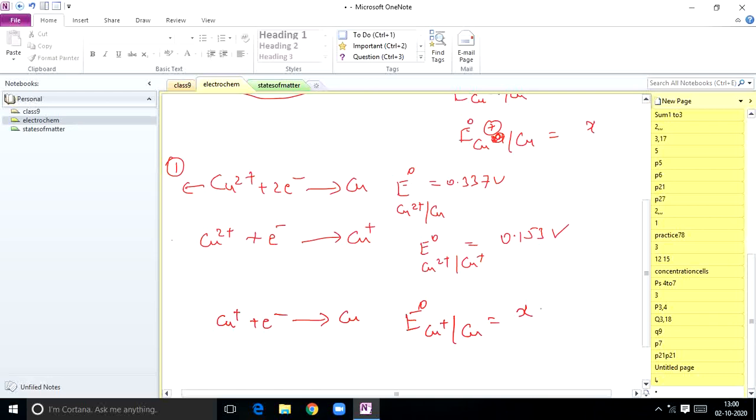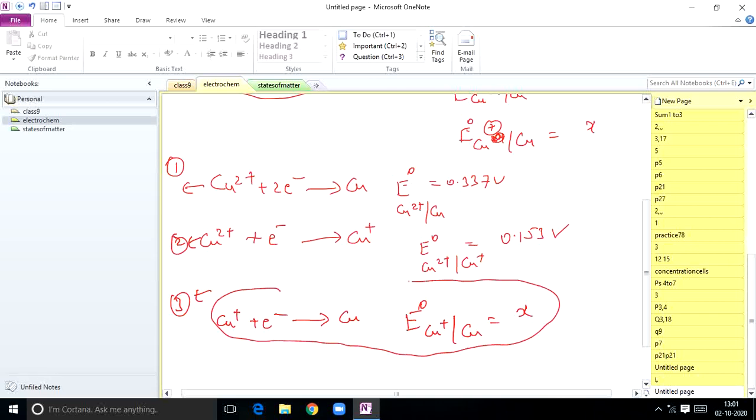Three equations I have written, students. Three equations, three half cell reactions. Same copper in different oxidation states has appeared. So this is the first equation, this is the second equation, and this is the third equation, right? Three equations I have written. So I was supposed to calculate the standard electrode potential for this reaction. Okay students, now how to solve it?